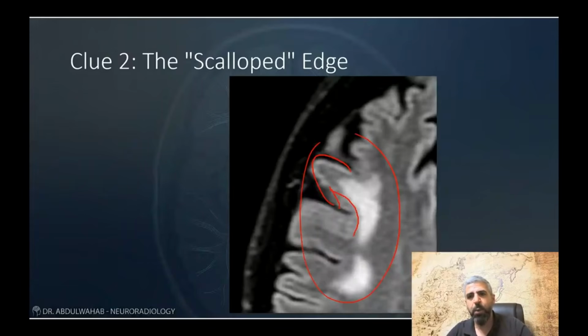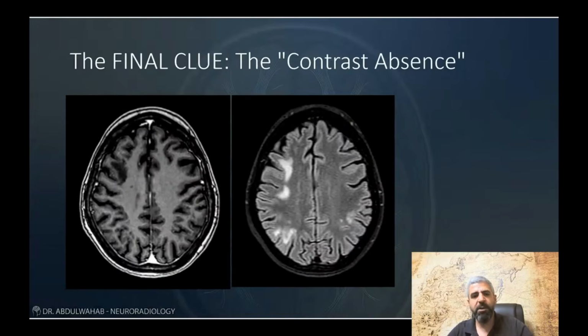Now the final clue, the absence of contrast. Here, this is the FLAIR or the T2 images, and you can see the subcortical U fibers bright, and on post-contrast images, this does not happen. There is no contrast enhancement, okay?